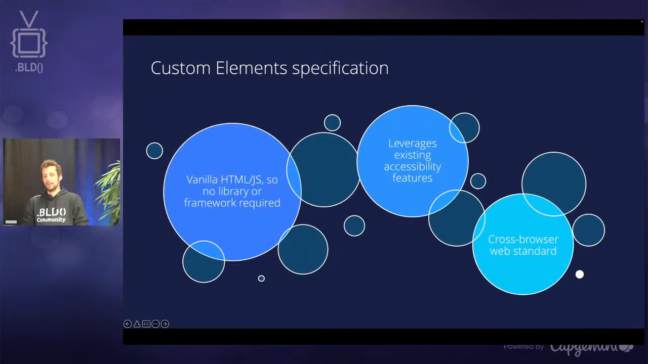First one, the Custom Elements specification. This gives us the possibility to define new custom HTML tags. After defining it, it can be placed anywhere in the DOM, as you would also do with the normal HTML elements. The Custom Elements specification is a cross-browser standard that does not need a library or framework to work. And what is also good to mention here is that since it's a standard that all browsers implement in the same way, existing accessibility features, for example, can be leveraged out of the box.